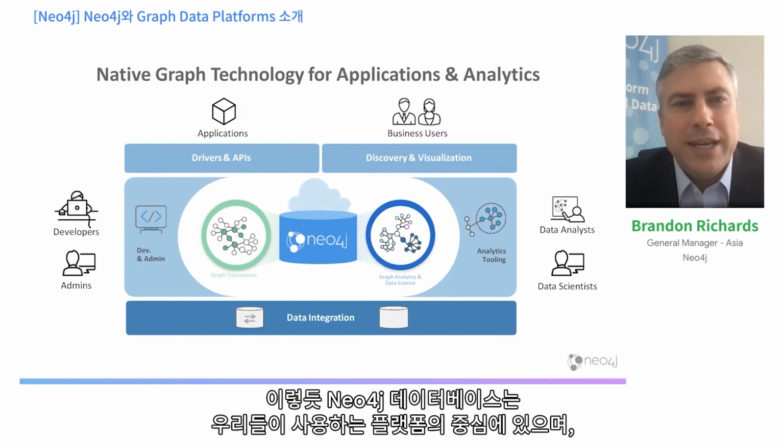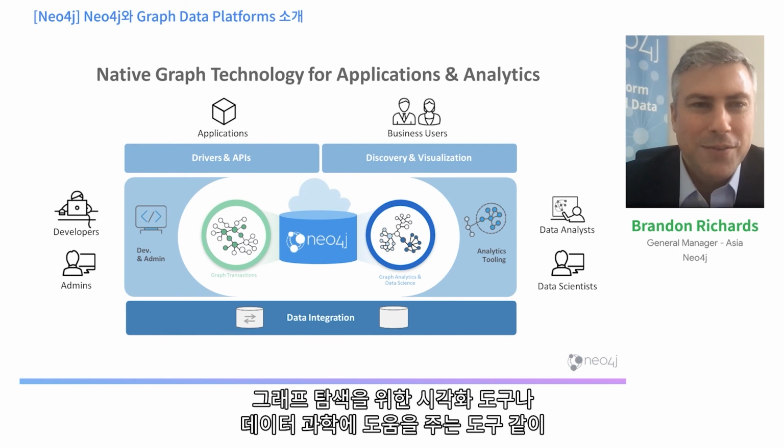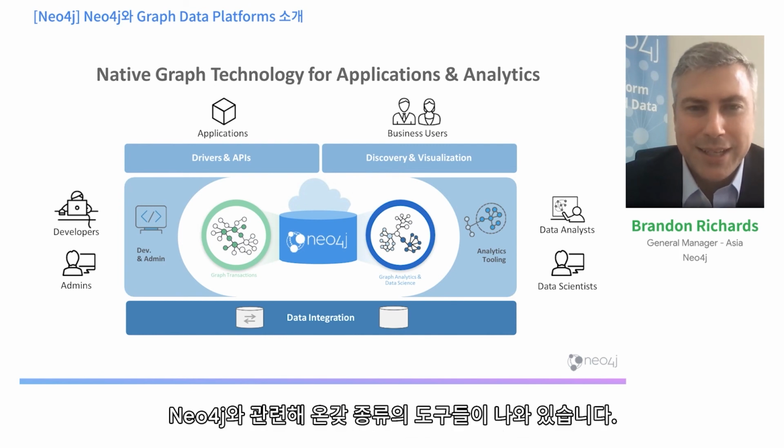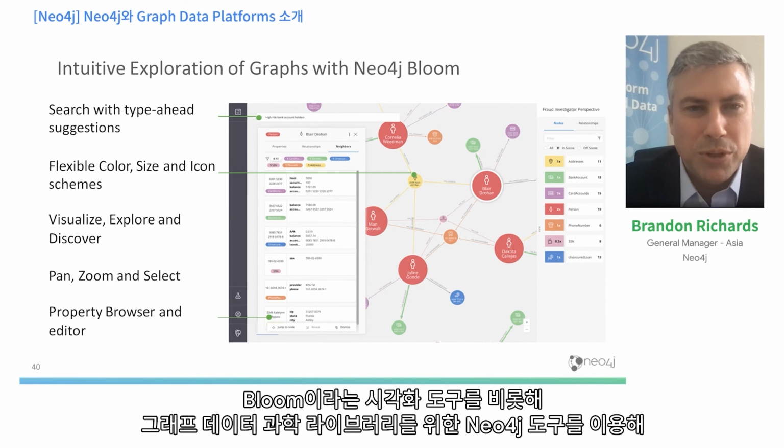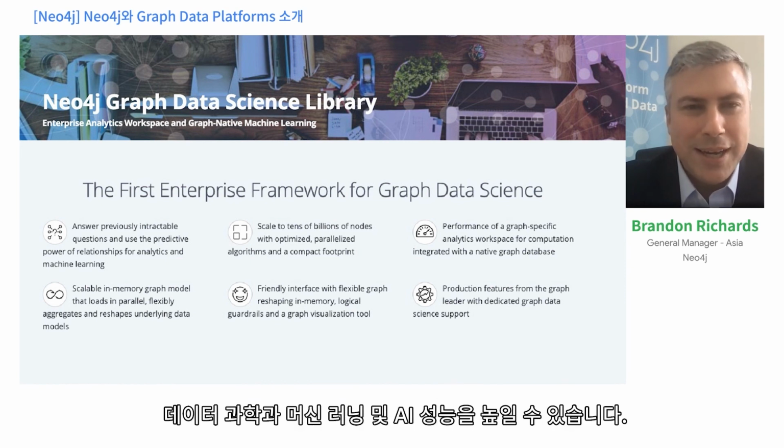So Neo4j is a database, and we have at the center of our platform is the database, but there's all kinds of bits and pieces around it, such as a visualization tool for exploring the graph, or data science tools for helping with the data science. So we have a visualization tool called Bloom, as well as Neo4j for Graph Data Science, a library that can improve your data science and machine learning and AI outcomes.